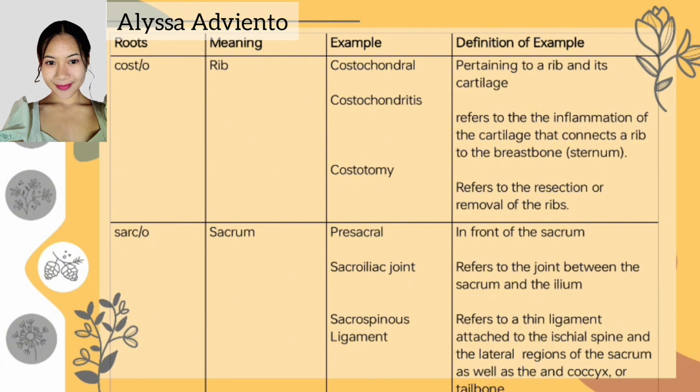The first example is the costochondral, which is defined as pertaining to a rib and its cartilage. Under the costochondral, we have three classifications of the rib cartilage. They are called true ribs, false ribs, and floating ribs. There are 7 pairs of true ribs. We call them true ribs because they have a direct anterior attachment to the sternum or the breastbone with the help of a strip of hyaline cartilage called costal cartilage, which serves as the soft bones of the rib cage.